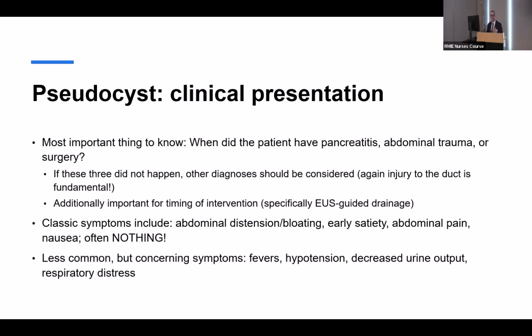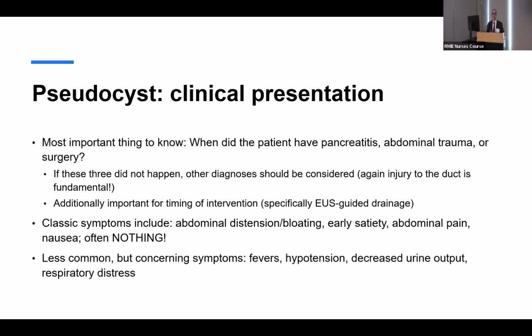Classic symptoms for pseudocysts: you may get abdominal distension and bloating, right? This is right by the stomach and the small bowel. You're getting food put in, and you have something that's expanding like a balloon and starting to press on that. So you may get fullness and early satiety. You eat a couple bites and think, I don't want it anymore. Abdominal pain, because you have a lot of nerves, your enteric nervous system, in that area. Nausea, of course.